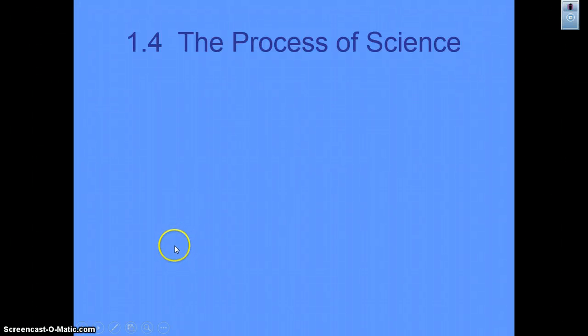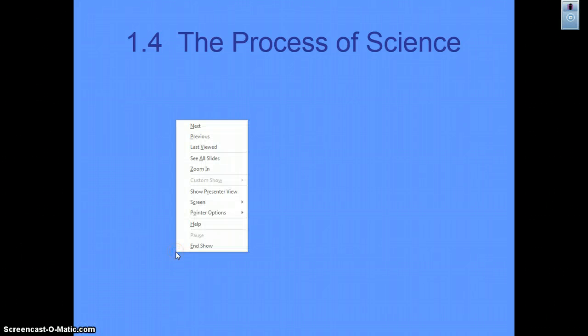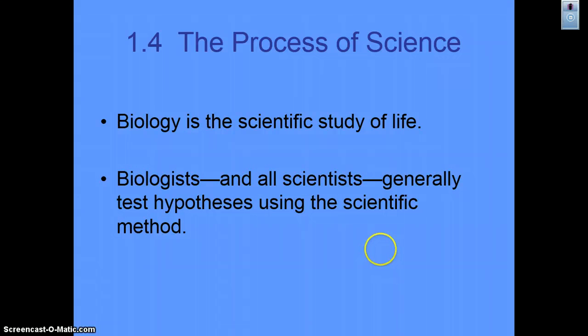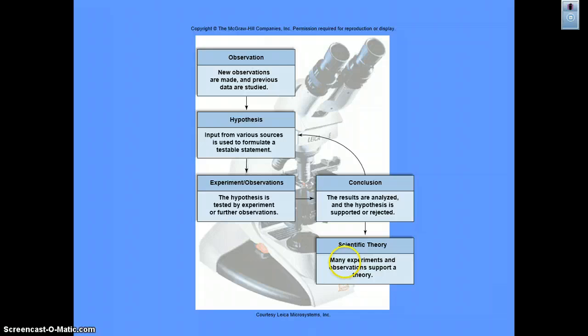We're going to finish up Chapter 1 with the process of science. We need to remember that science is not only a body of knowledge, but it's also a method or process that we discover things around us. Biology is the study of life, bio meaning life, ology meaning the study of, and just like all other scientists, biologists usually test a hypothesis using what we refer to as the scientific method.